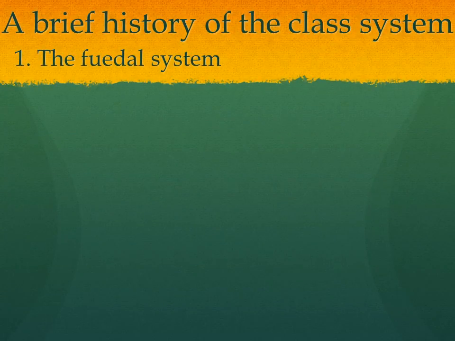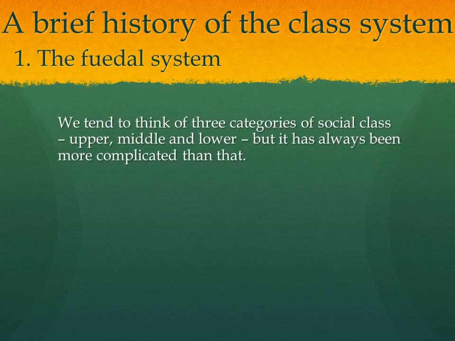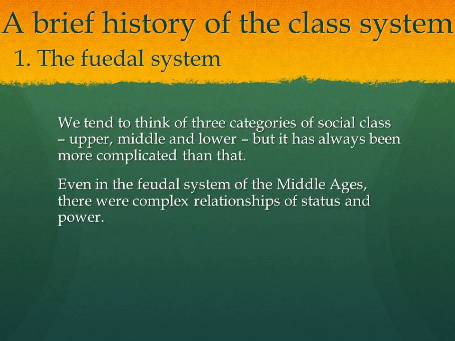We tend to think of the class system in terms of three social classes, and those would be, of course, upper class, middle class, lower class. It's always been a lot more complicated than that. It's never been just as straightforward as three social classes. Even if we go back to the feudal system of the Middle Ages, we can see that there's quite a lot more going on than just three social classes. They're quite complicated relationships of status and power going on at that time.